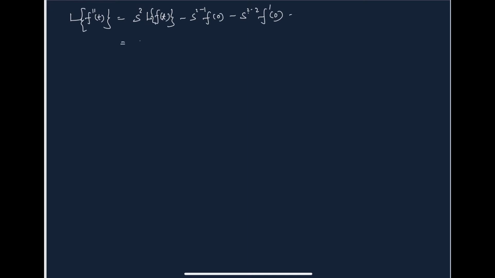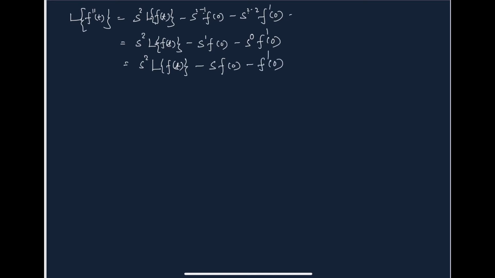So the final answer is what? S square Laplace transformation of f of t, minus s, because 2 minus 1 is 1, so s times f of 0, minus s to the power 0 f prime of 0. So s square Laplace transformation of f of t, minus s into f of 0, minus, since s to the power 0 is 1, f prime of 0. Okay, so this is the answer for the Laplace transformation of the second order derivative.